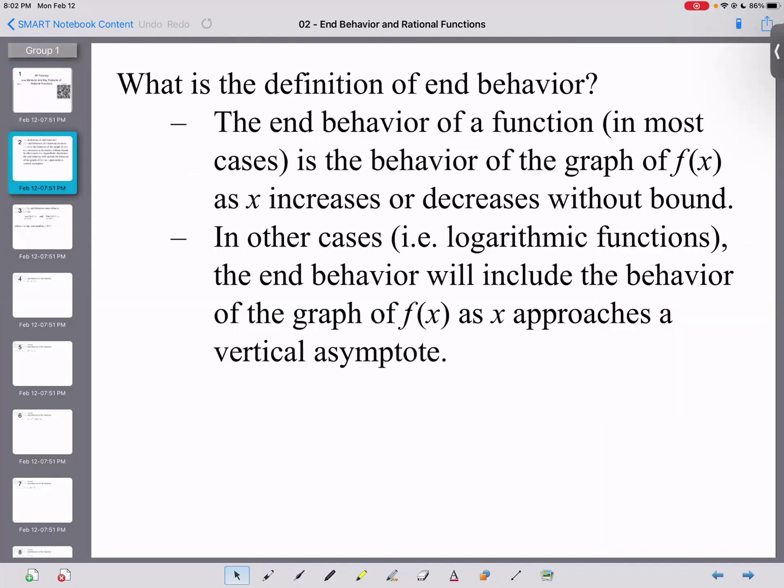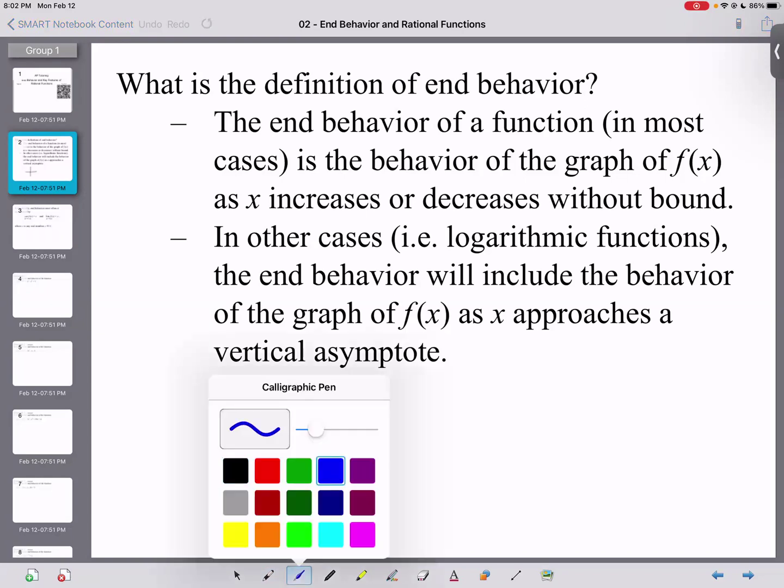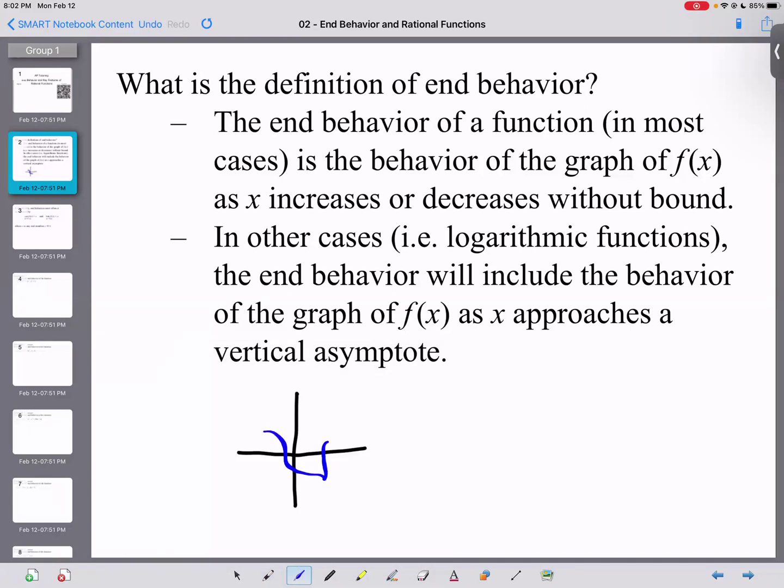Okay. So first, reminding you about end behavior. When you see end behavior, what that actually means is that it's talking about what's happening to the function in most cases when we're going off the screen to the left or to the right. So the end behavior would not be what's happening inside the graph in this area, but rather what's happening as we go off to the right or as we go off to the left. That's what we're talking about. So this would be the right end behavior. And this would be the left end behavior.